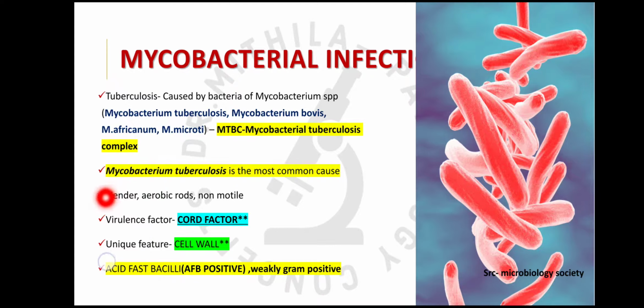Mycobacterium tuberculosis is a slender aerobic rod, that's why it infects most commonly the lungs. Then it is non-motile. A question comes in the MCQs that cord factor is an important factor responsible for the pathogenicity of Mycobacterium tuberculosis, and the unique feature of Mycobacterium is its cell wall, because of which it is acid fast. And another property of MTB is that it is weakly gram positive.